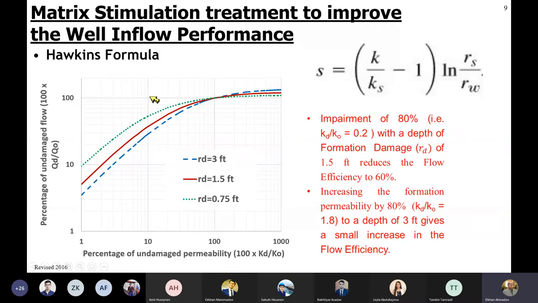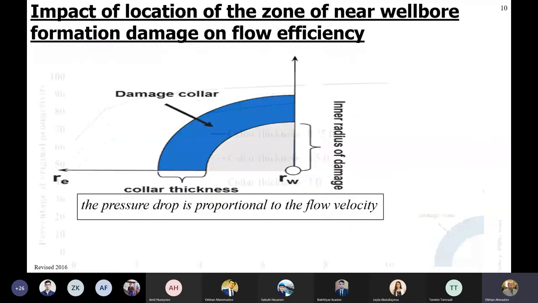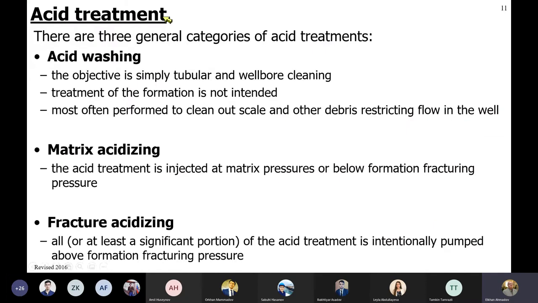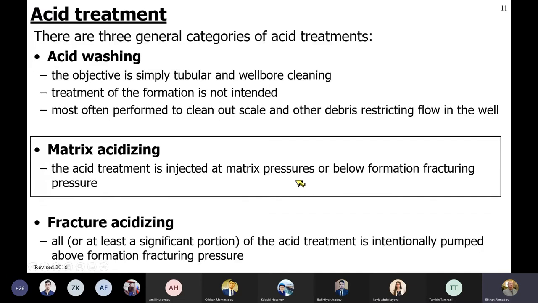And we talked about different acid treatment types, which are acid washing, when we just pour the acid into the tubing and wellbore for tubular and wellbore cleaning, including the perforations, without any additional pressure applied. Matrix acidizing, which is the subject of this chapter, is the acid treatment with injection of the acid at matrix pressures, or reservoir pressures below the formation fracturing pressure. And fracture acidizing is another type of treatment, which includes fracturing the wellbore, the reservoir formation, and injecting acid above the fracture pressure to acidize even more zones around the wellbore.